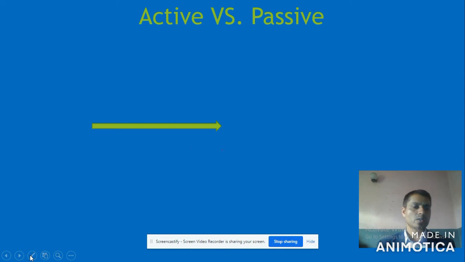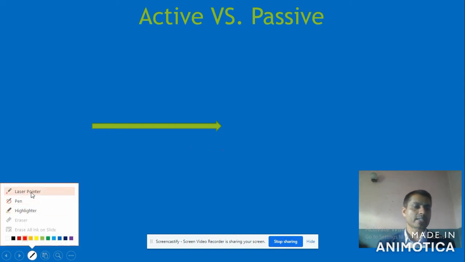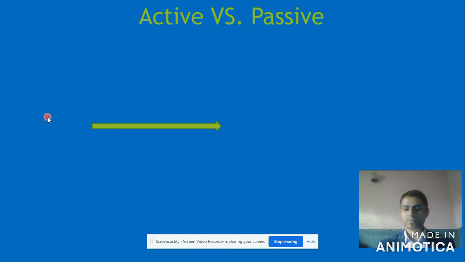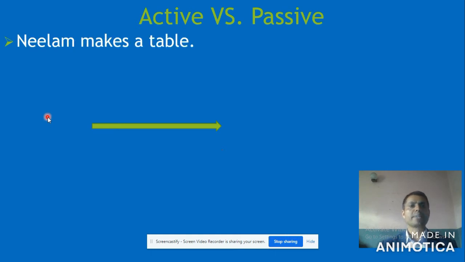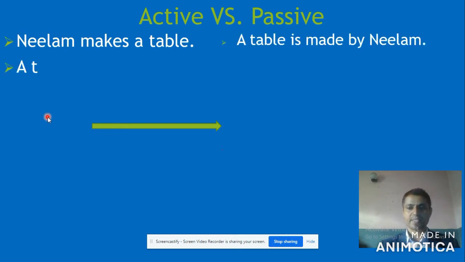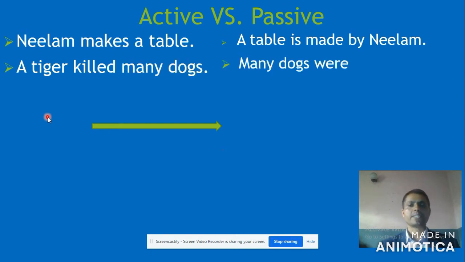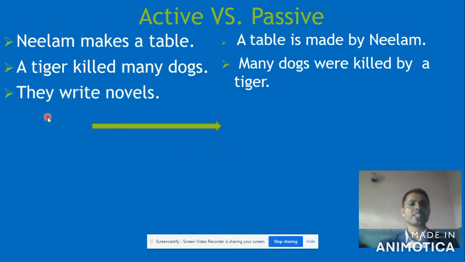Let me point it out with this pointer. Nilam makes a table. This is simple tense category. So, a table is made by Nilam. Next one: a tiger killed many dogs. Its passive: many dogs were killed by a tiger. Then look at the next one: they write novels. Its passive is: novels are written by them.